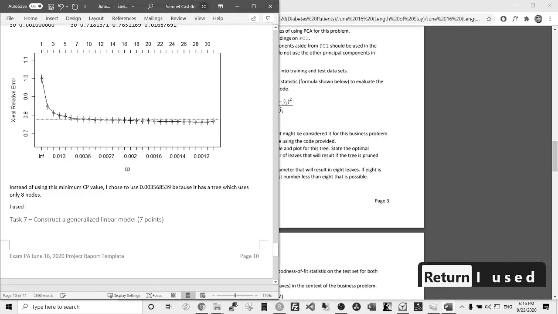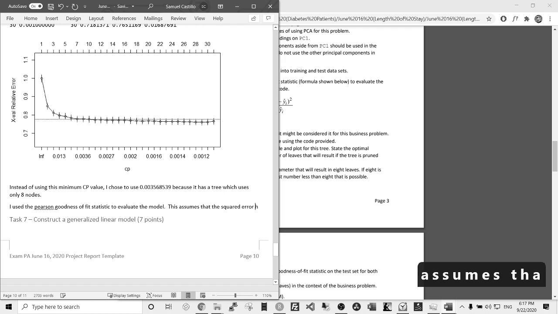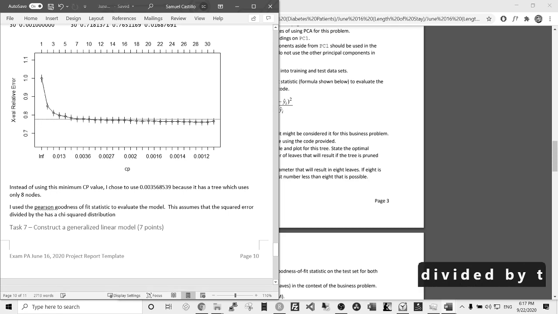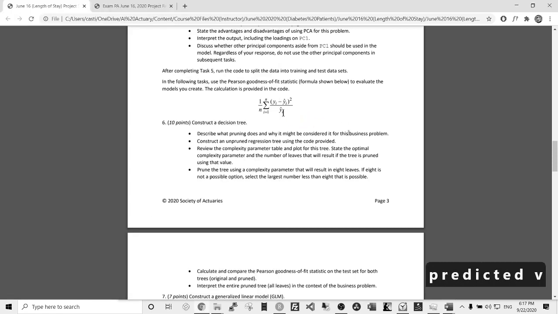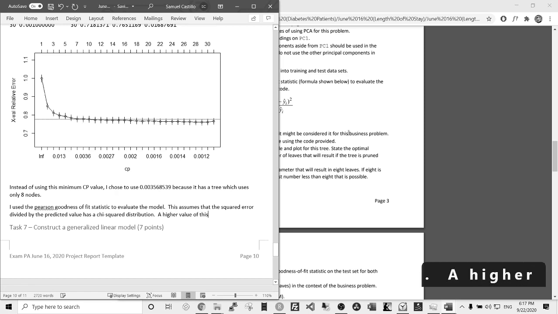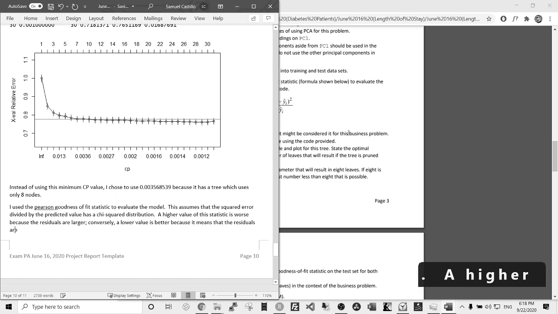I used the Pearson goodness of fit statistic to evaluate the model. This assumes that the squared error has a chi-squared distribution. I'll say the squared error divided by the predicted value. That's what it's doing. A higher value of this statistic is worse because the residuals are larger. Conversely, a lower value is better because it means that the residuals are smaller.